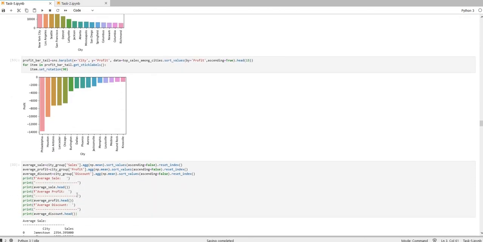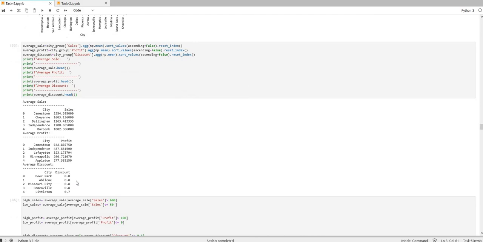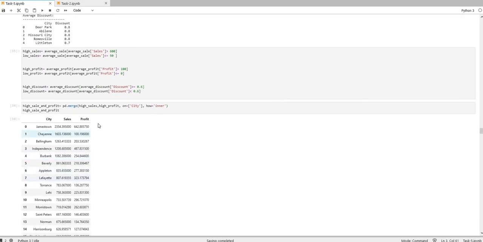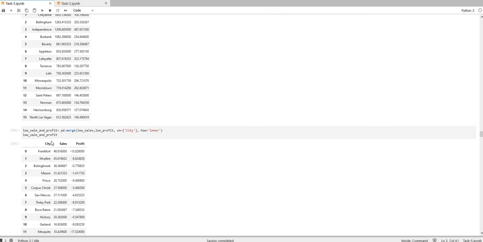Now we are dividing the data into average sale, average profit, and average discount. And now we are merging to see which city has the highest sales with the highest profit. We can see that Jamestown has high sales and also high profit. Now we see low sales and low profit. Frankfurt has low sales and low profit. We can see this by merging the data.